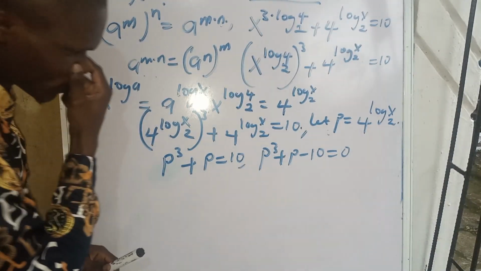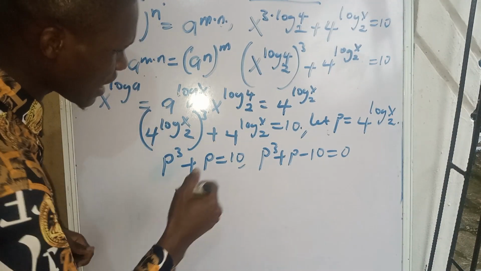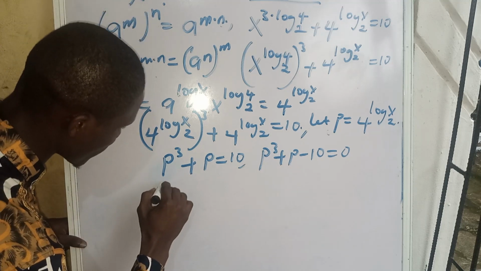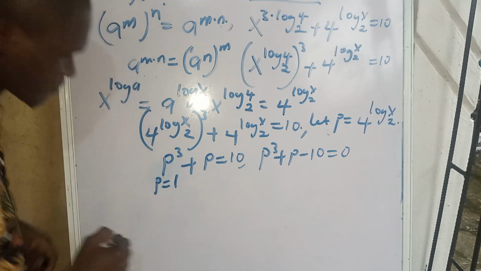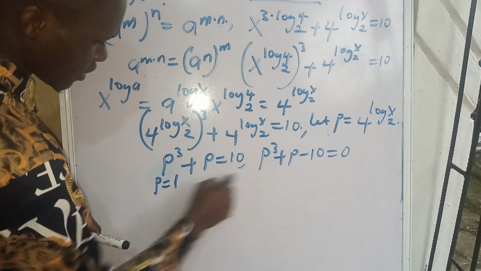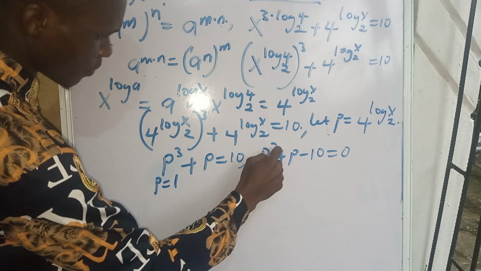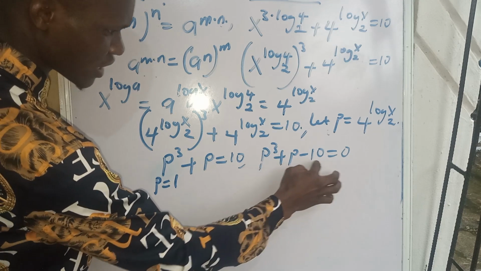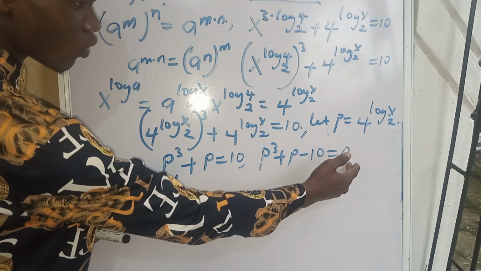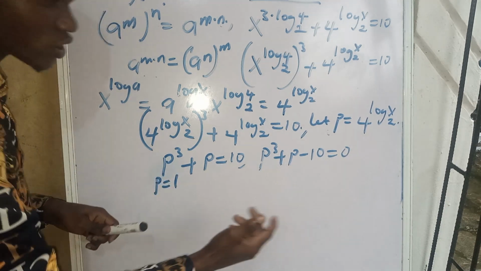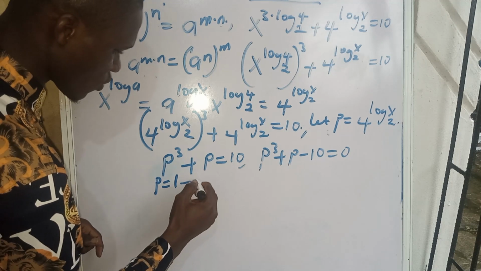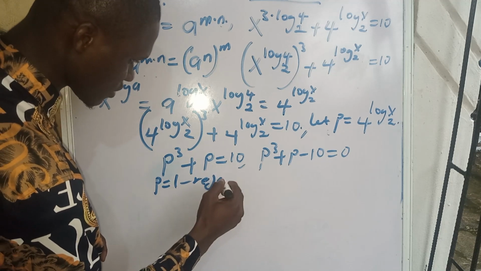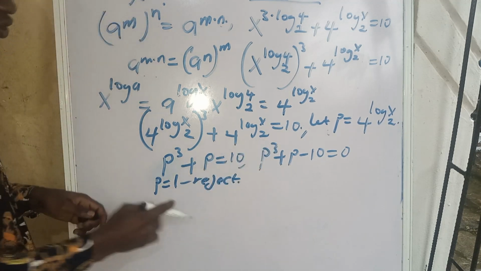So what are we going to do? What then is that number? We can say let p equal 1. If p equals 1, we put 1 here. 1 to the power of 3 is going to give us 1. And 1 plus 1 is going to give us 2. 2 minus 10 is going to give us minus 8. It's not equal to 0. So we reject this one.